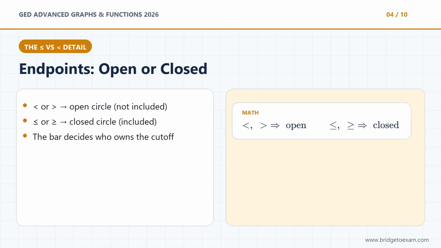The endpoints deserve careful attention. A less than symbol without an equal bar does not include the cutoff, and on a graph, it shows as an open circle. A less than or equal symbol does include the cutoff and shows as a closed, filled circle. That tiny bar decides which piece owns the exact cutoff value.